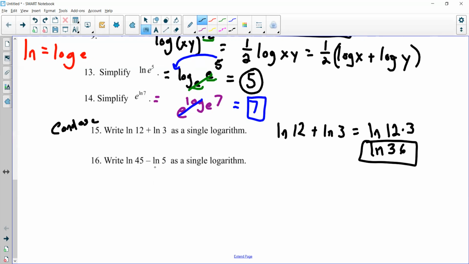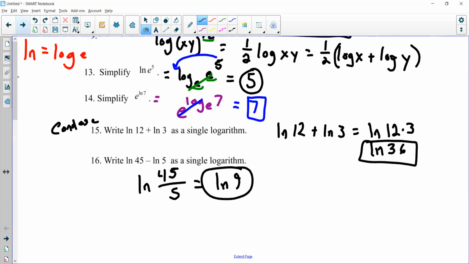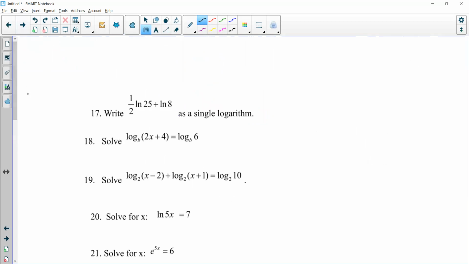Here, ln 45 minus ln 5. You study real hard and you practice the rules, like Mr. Tobel tells you every time. So you know that combined it's going to be division. So 45 divided by 5, which is ln 9. Now, if you know any of your classmates are not studying for this test, tell them to study, because they're going to absolutely fail this test if they don't study.